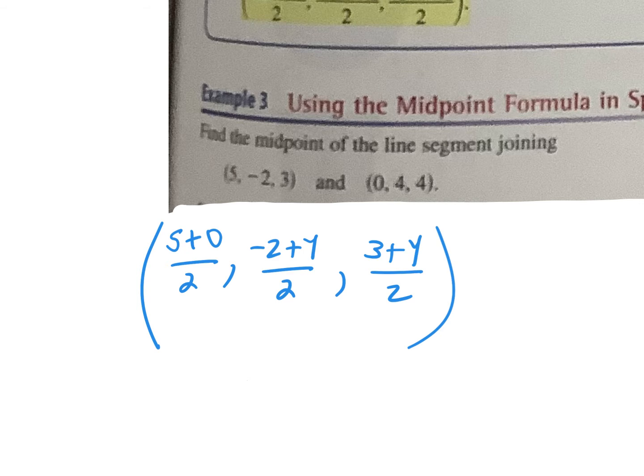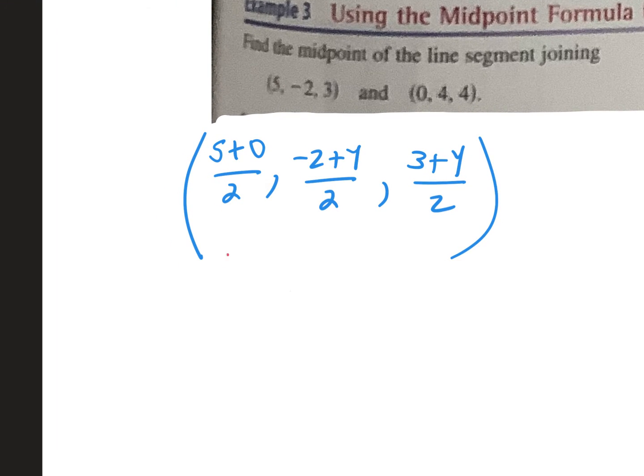Questions? What is 5 plus 0? So I have 5 over 2. What's negative 2 plus 4? 2. And 2 divided by 2 is? 1. Good. And then I have 3 plus 4 is?